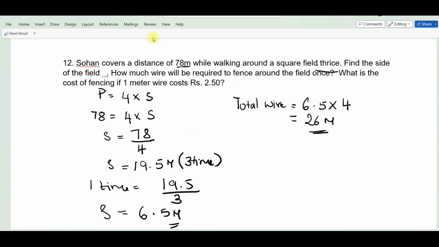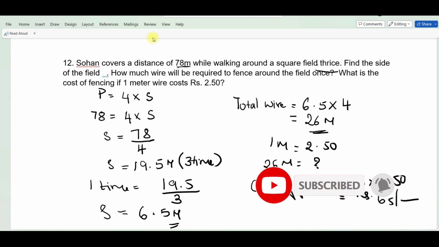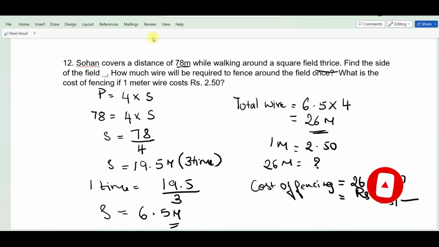Now the third part of the question. If the cost of fence for 1 meter is 2 rupees 50 paisa, now I have to find the cost of fencing for 26 meters. The cost of fencing for 26 meters would be just 26 into 2.5 rupees. So it would give me 65 rupees. So if I have to fence 26 meters, it would cost 65 rupees. So this is how you can solve the 12th question.